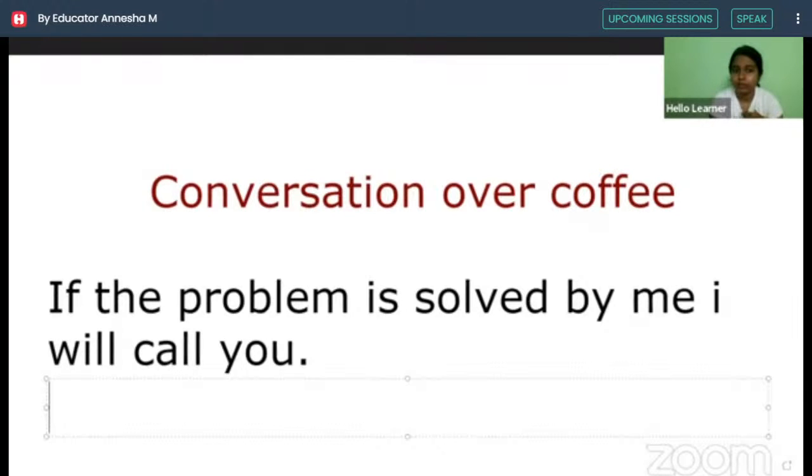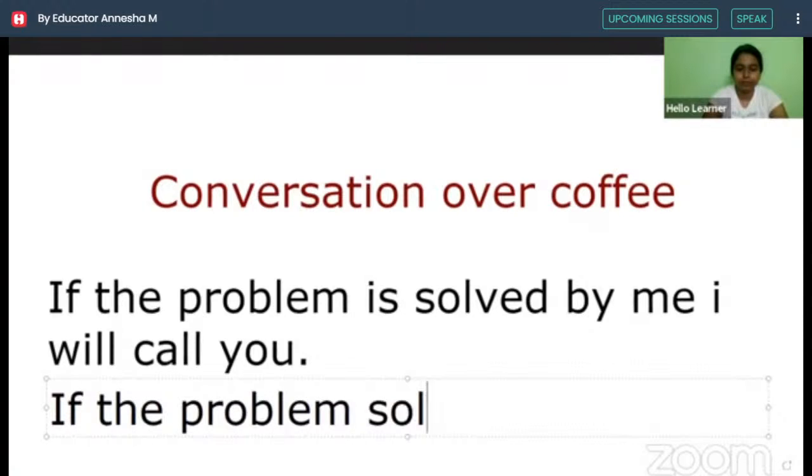If the problem solves, I will call you. So we cannot use it in this sense. Okay, Shailendra, we never say the problem solves. We always say I will solve the problem, you will solve the problem, or he solved the problem. You understand? So you can say if I solve the problem, I will call you. Okay. So, ma'am, it means the first one is correct. If the problem is solved, I will call you. Yes, that is actually correct.